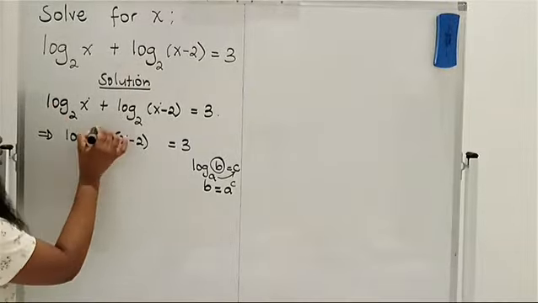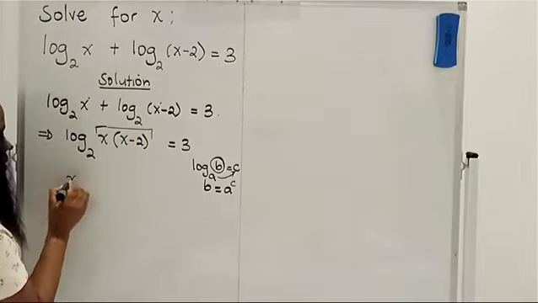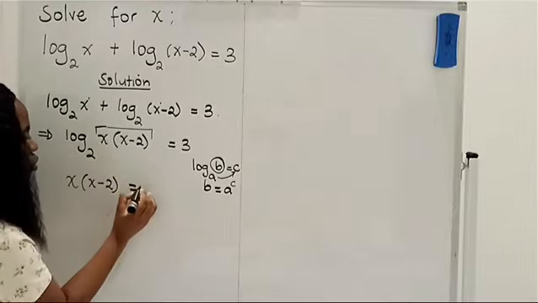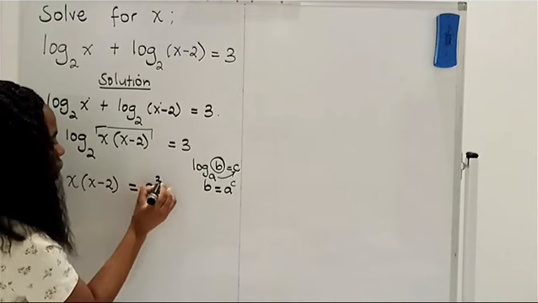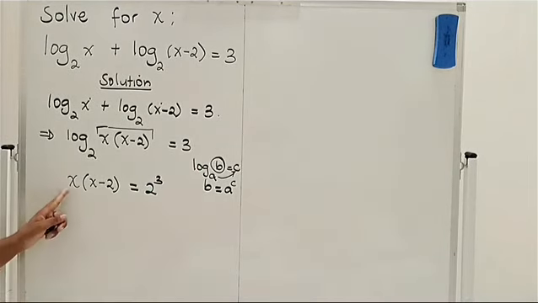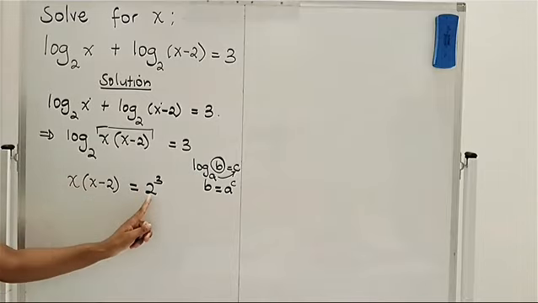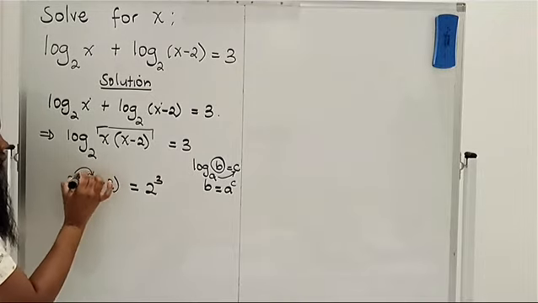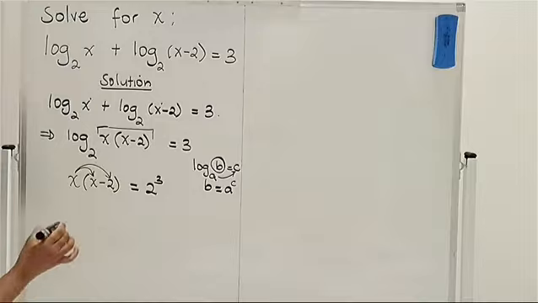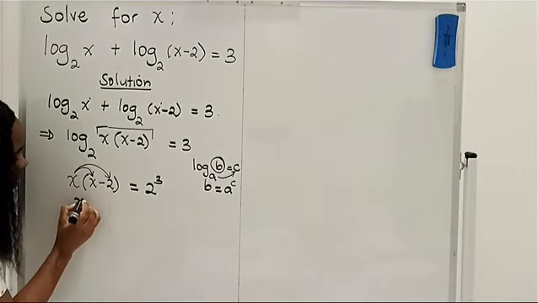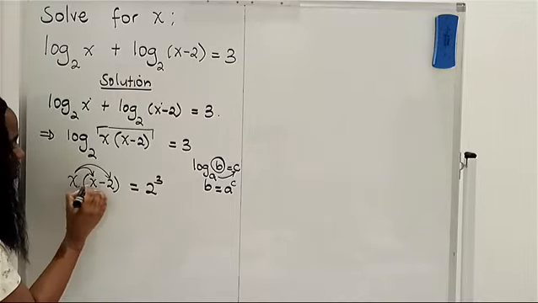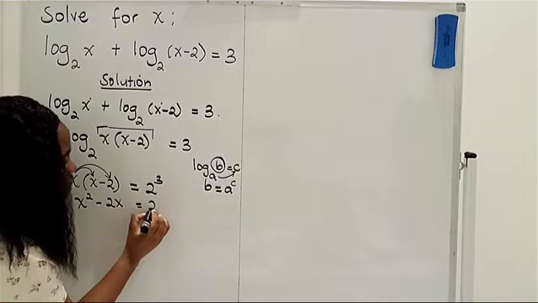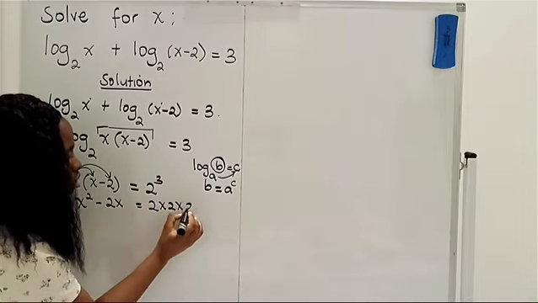I will have this value, x into x minus 2. This is equal to 2, and you raise it to power 3, okay? So we shall open brackets and also simplify this. When you open brackets, you distribute x inside the brackets. Here we shall have x squared minus 2x, and this is equal to 2 to power 3, which is the same as 2 times 2 times 2.